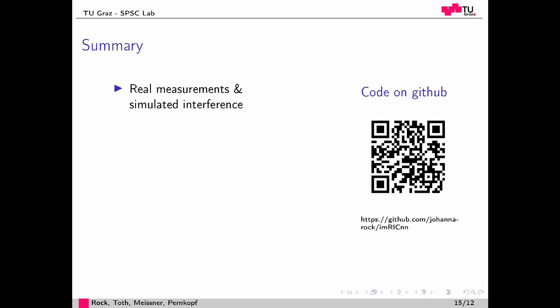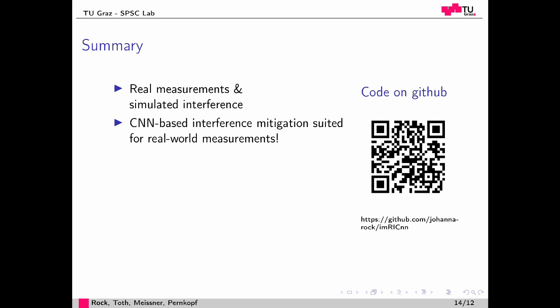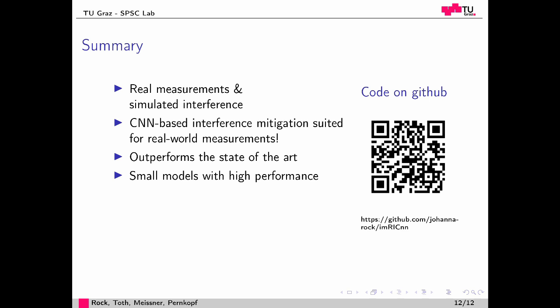In this presentation we have seen how real measurements can be mixed with simulated interference in order to train and evaluate CNN-based interference mitigation models. These CNN-based interference mitigation models are very well suited for real-world measurements. And they even outperform the state of the art by magnitudes. We've also seen that already very small models yield a high SINR performance. And training set sample size matters. It matters even more for training on real-world measurements.